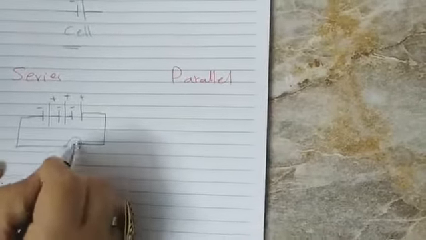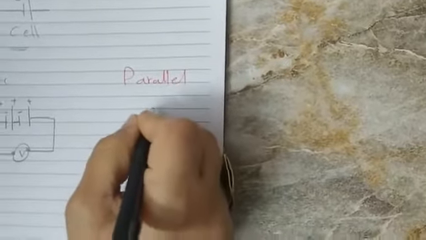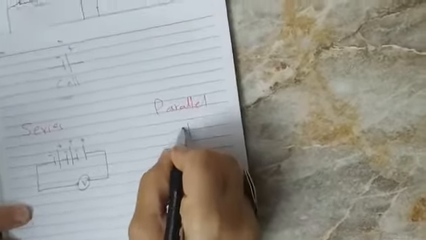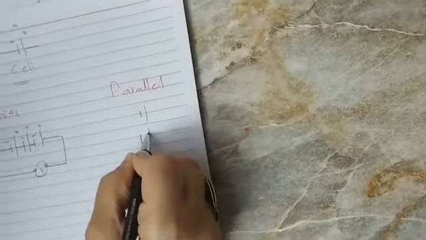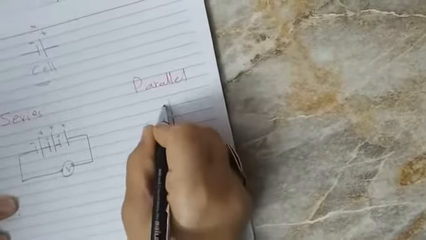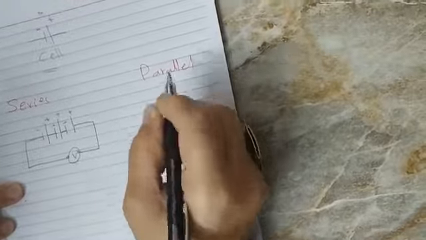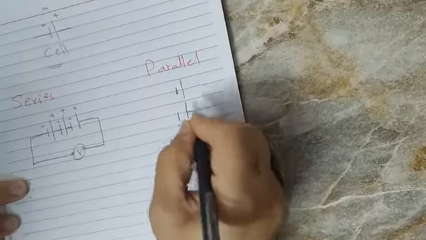While in parallel connection, we connect all positive poles together and all negative poles together. You have to draw them by yourself, like this.